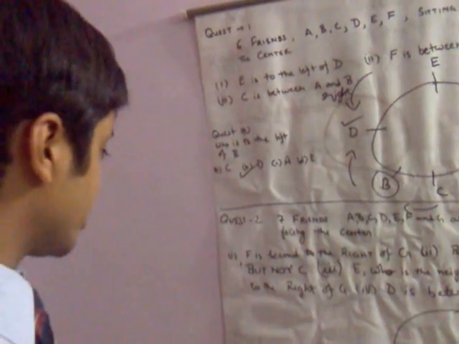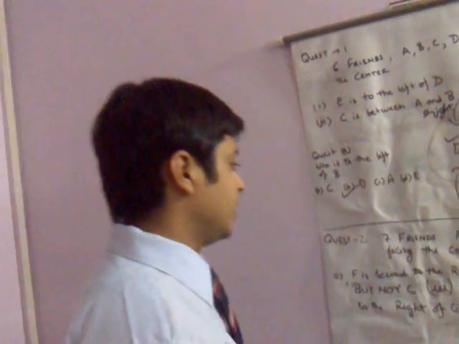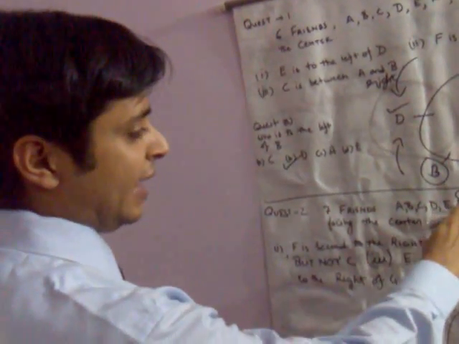Now moving on to another question. Question number 2. Here there are 7 friends A, B, C, D, E, F and G.